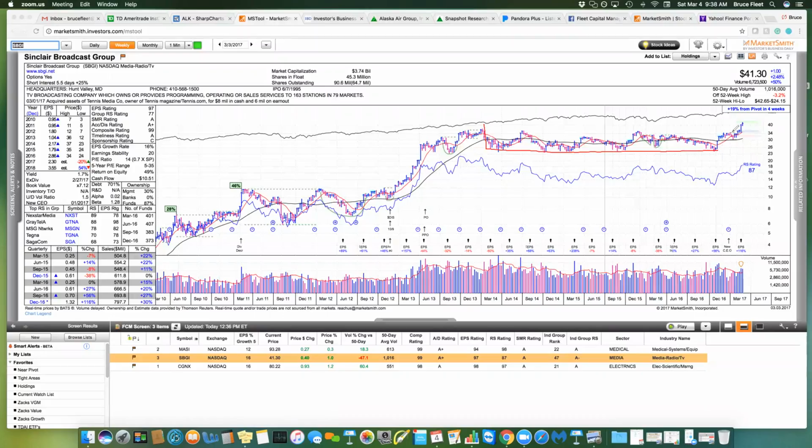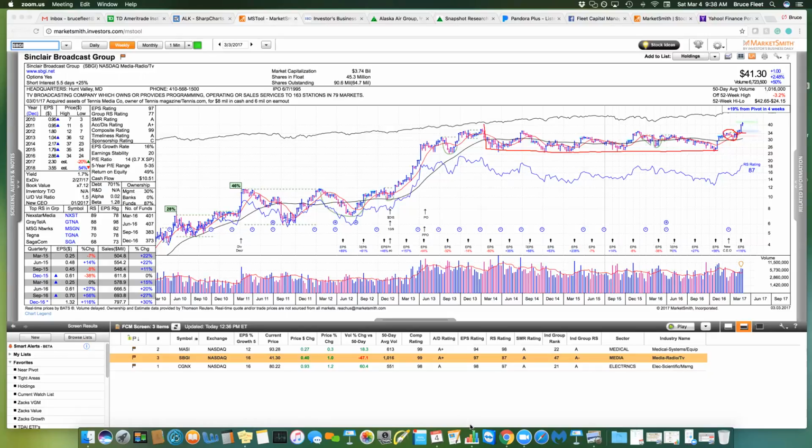But then it started to build a new base. I can see the base building right in there, and the pivot point would be right about here. That's where I would want to buy it. Well, this is already 19% above its pivot point in 4 weeks. We didn't buy this. It didn't show up on my screen. We're not going to get all of them.